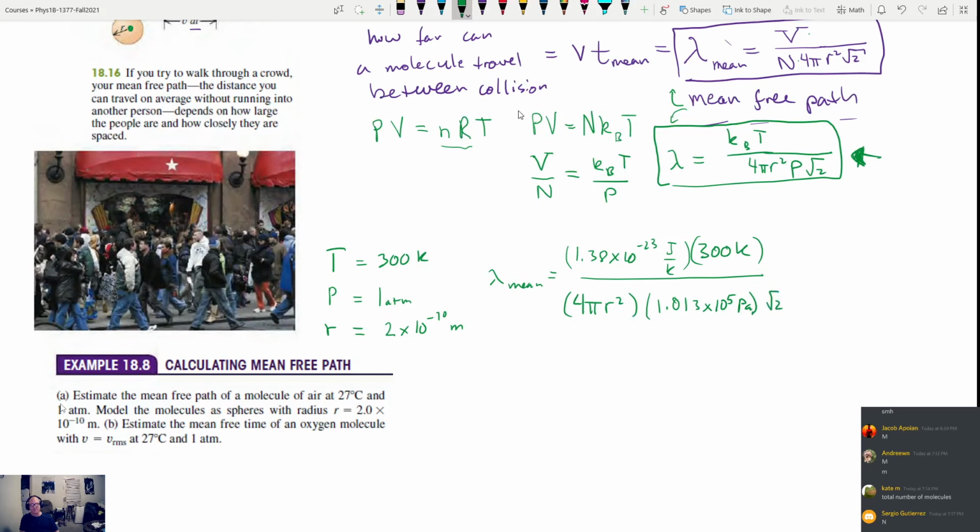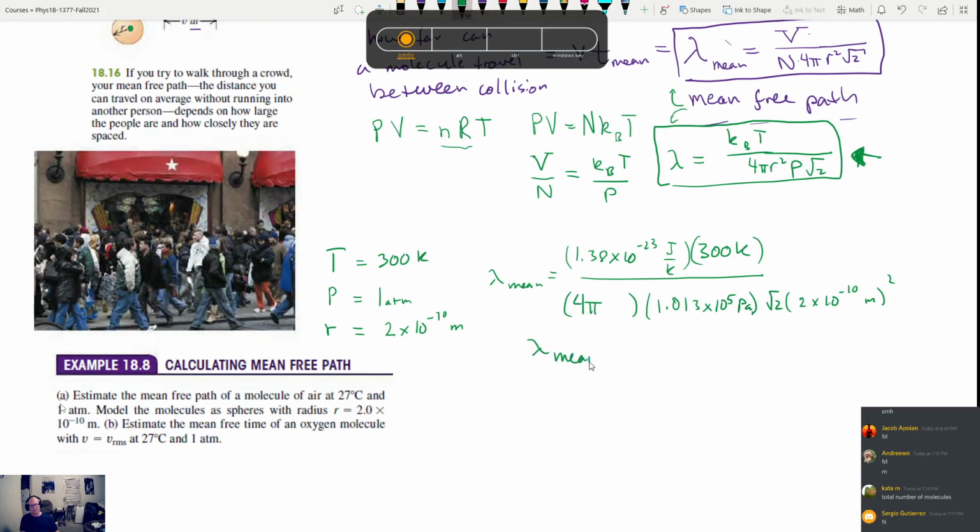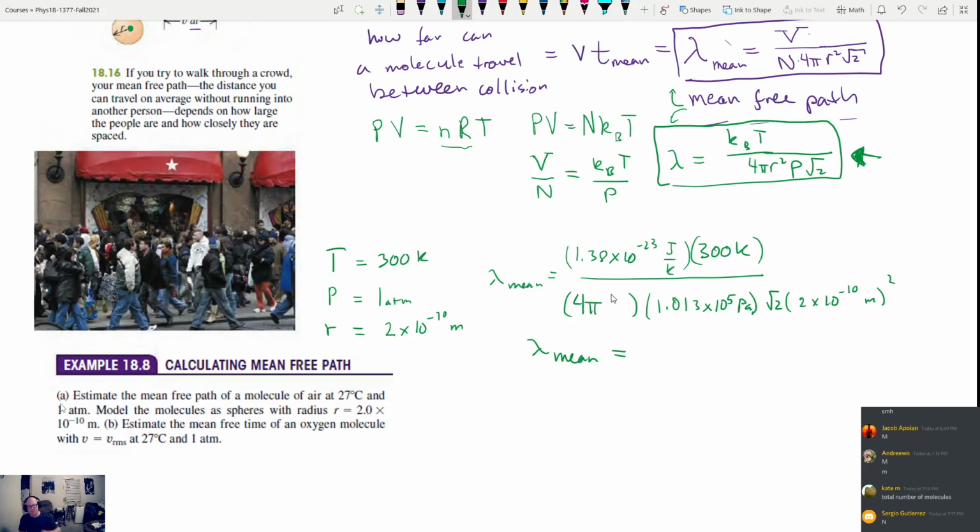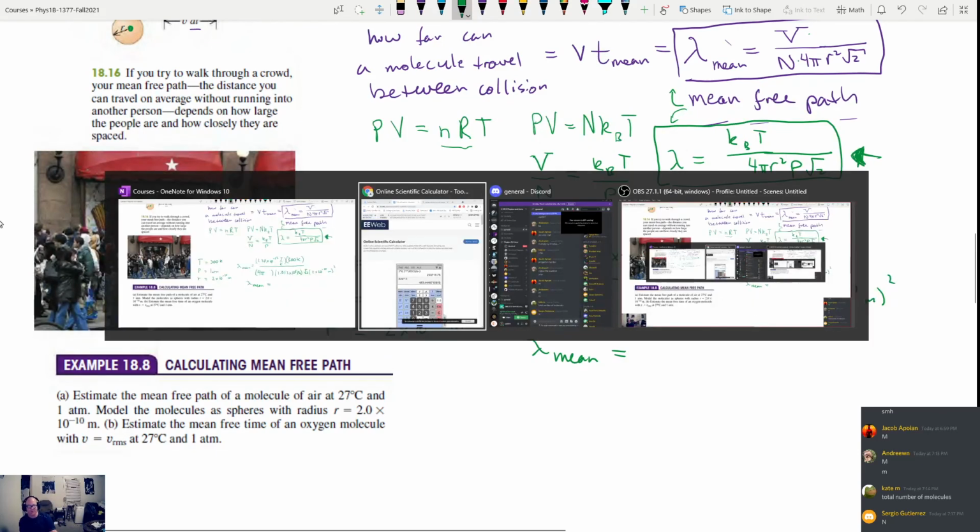Oh, and we have the radius, so let's actually plug that in there. We'll just put 4 pi, and we'll put the radius squared on the end. So radius squared is 2 times 10 to the minus 10 meters, and then we have to square it. And that should give us lambda mean. So as you can see, not too tricky, pure plug and chug, as many of the problems in this class are.